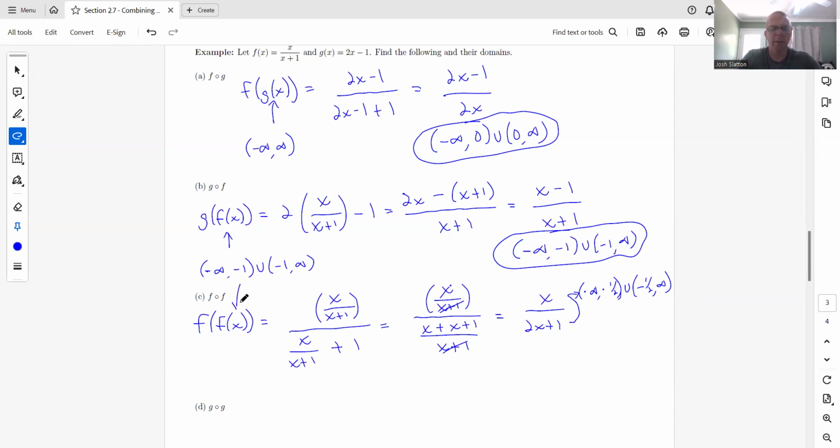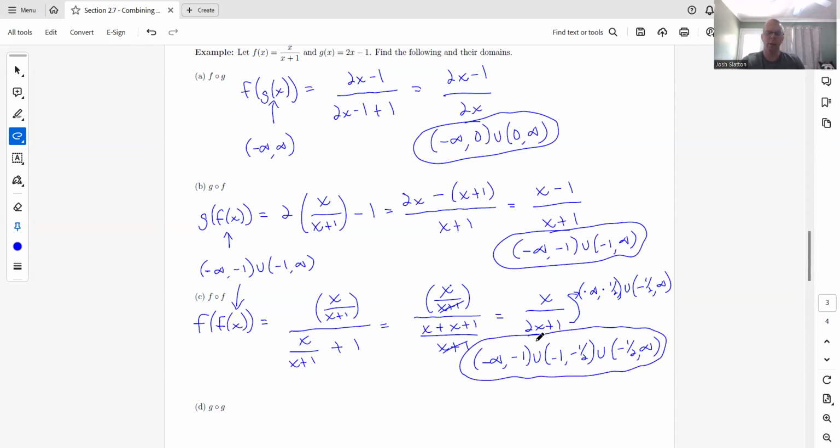So we know that that is the domain there. And this is the domain of that function. So we need to consider what are the inputs that we could put into this function and what are the valid inputs for that function and overlap them. So the domain of the composition would be negative infinity. Essentially, we need to take out negative 1 and we need to take out negative 1/2. So negative infinity to negative 1, union negative 1 to negative 1/2, union negative 1/2 to infinity. And that is the domain of composition.